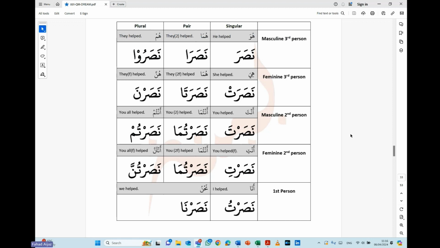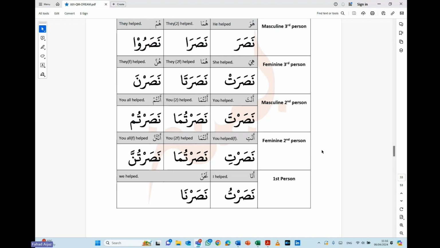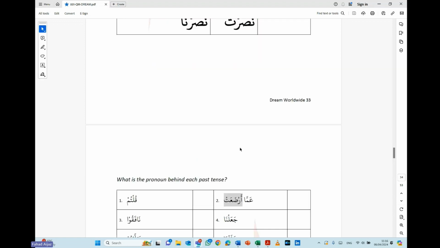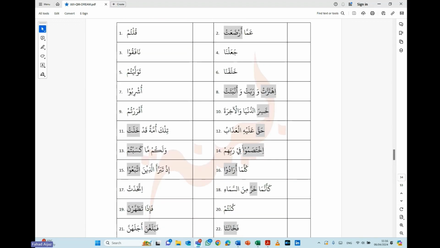I hope you got some time to look into the chart. You tried to say it out a few times yourselves. Let's do some exercise. This is an identification exercise, where you're trying to find out what the pronoun is inside the fi'ls.